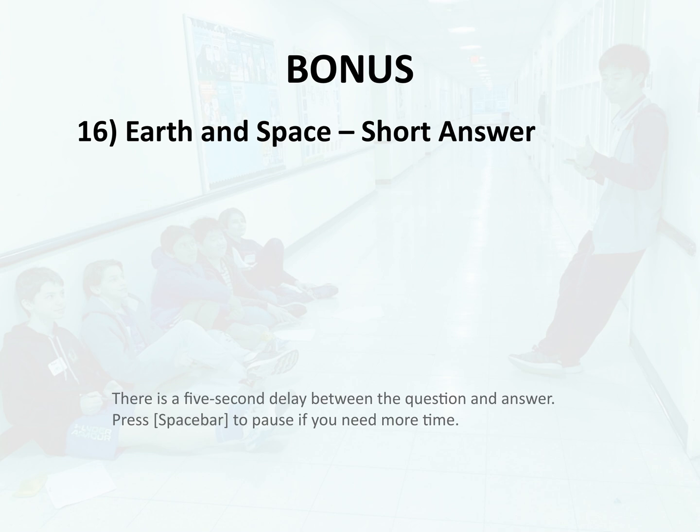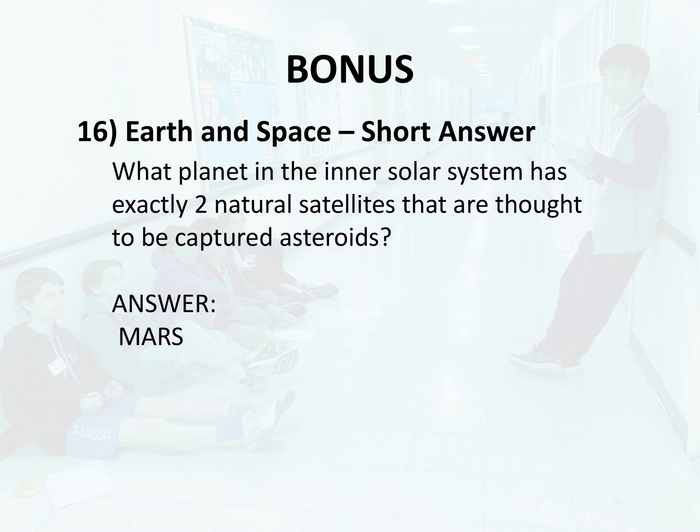Bonus 16. Earth and space, short answer. What planet in the inner solar system has exactly 2 natural satellites that are thought to be captured asteroids? Answer. Mars.